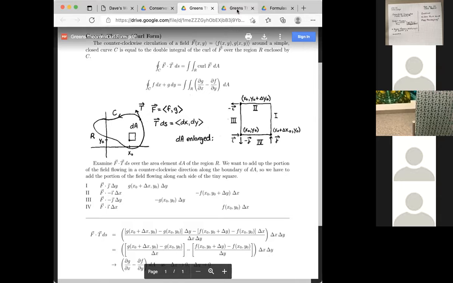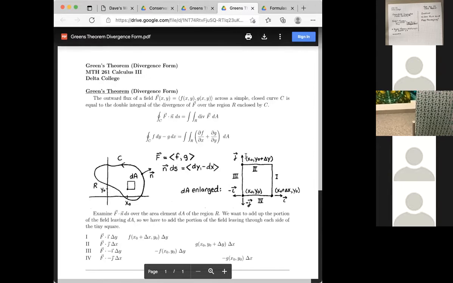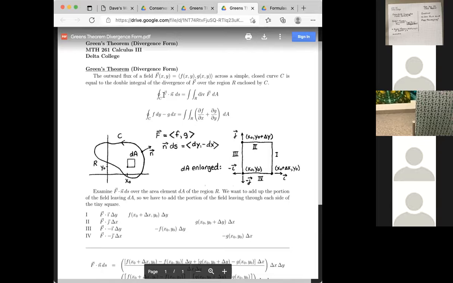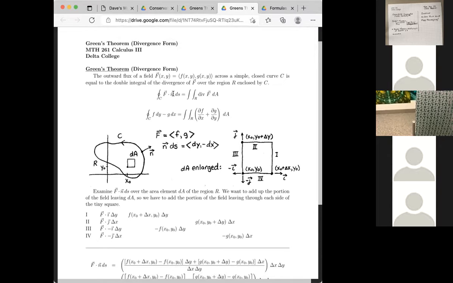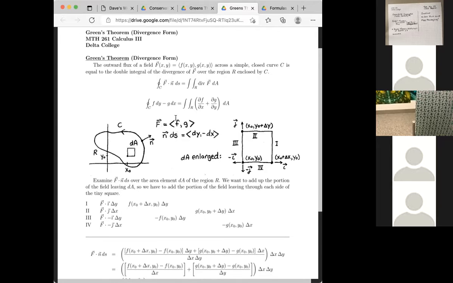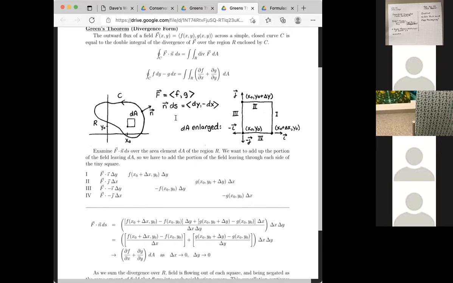After that handout, here's the other side of the coin of Green's theorem. It's called the divergence form. And this deals with F dot N ds. Now, this book uses the capital N, but defines it so that N ds is the infinitesimal vector dy comma minus dx. And it says, if you want to investigate the outward flux, all you have to do is take the integral of the divergence over the region enclosed by the simple closed curve C. So I'll explain what these are, but I just want to make you aware of these two handouts. These two handouts that I just showed you are key handouts to help you understand what Green's theorem is.